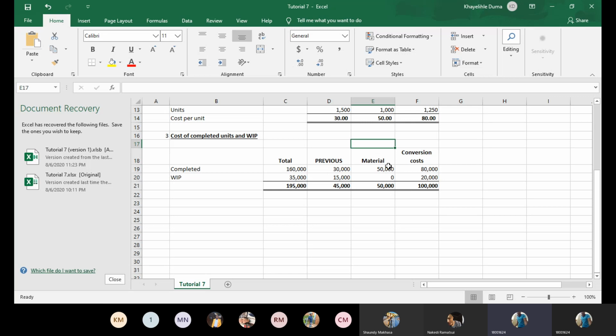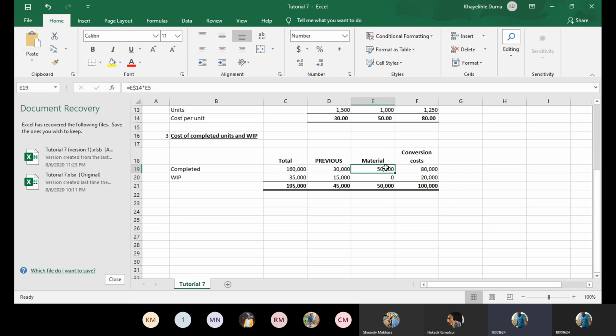Then material, same stuff. For material, we said that we have completed of 1,000, but we are not going to have work in process because the materials were applied at the end. And remember that note that I showed. So you'll simply say the completed multiplied by the amount, the 1,000 multiplied by 50 rand, then you're going to have this one. Because I said there was not going to be work in process at the end, the work in process is going to be nil.